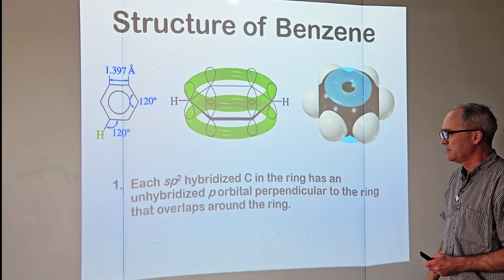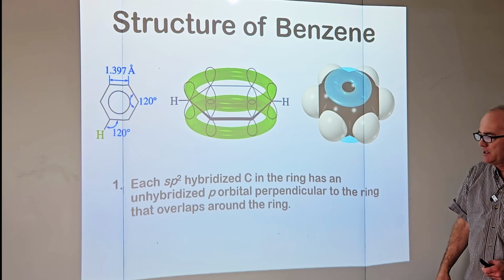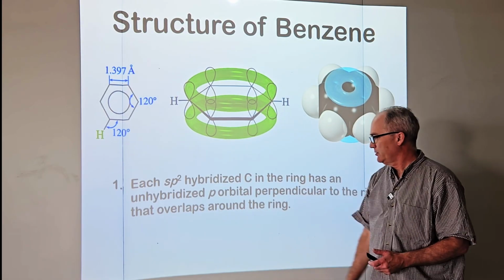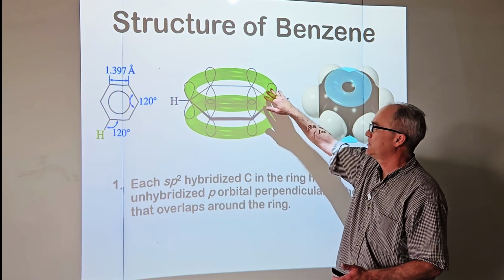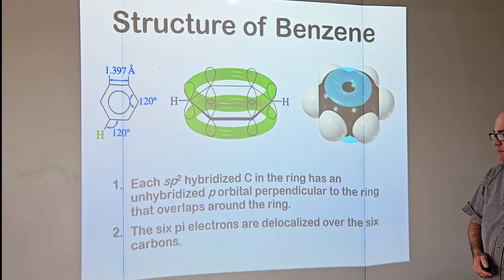And so you should know this about pi bonds. Each sp2 hybridized carbon in the ring has an unhybridized p orbital perpendicular to the ring that overlaps. These all overlap, so the electrons are free to move around. We'd say they're delocalized, those electrons, free to move around.